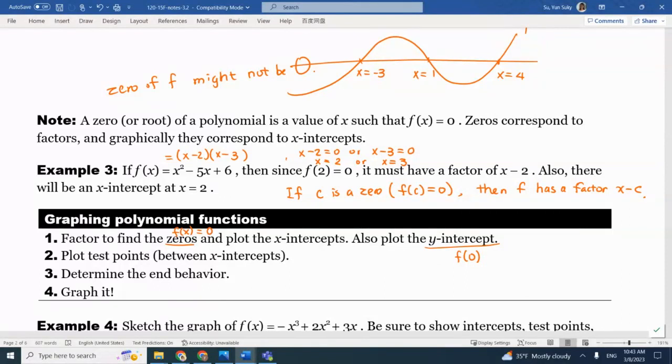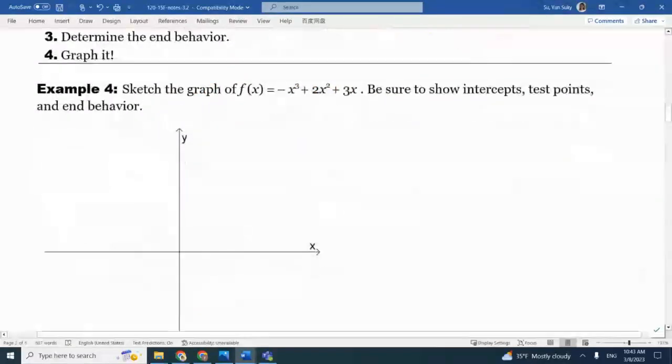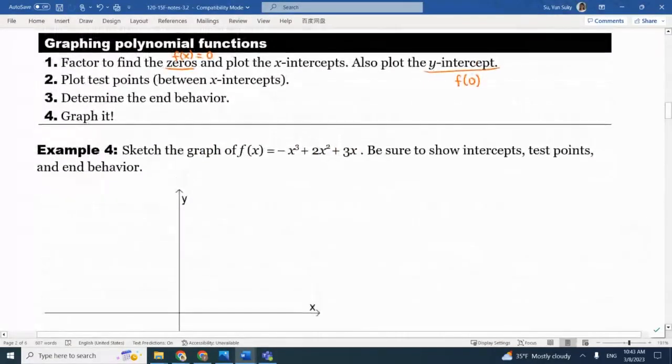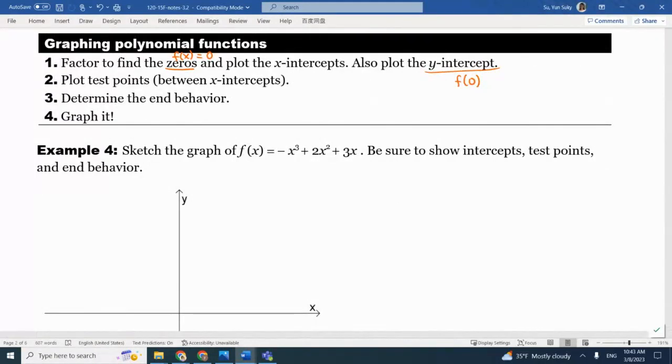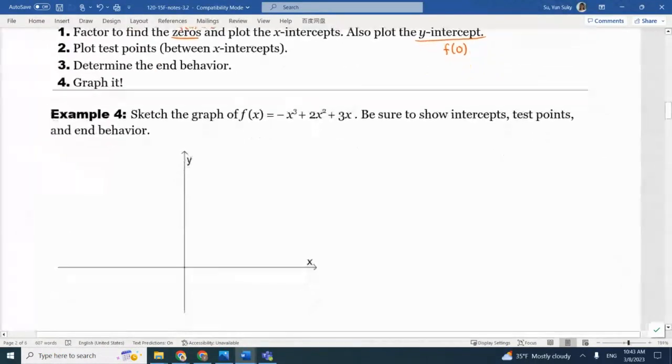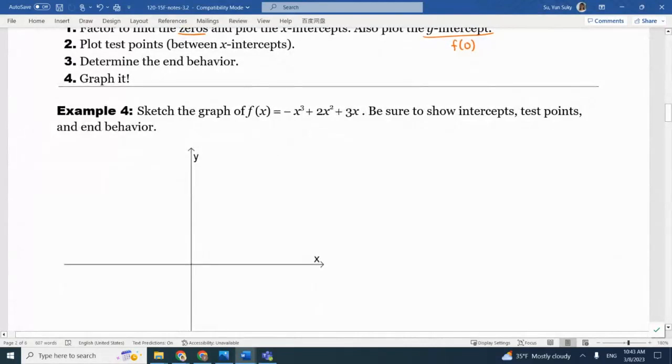Okay, so now I'm going to teach you 2 ways of graphing the polynomial. Okay? And you compare which way is better. Okay? So let's use 2 ways to do that. Method 1.